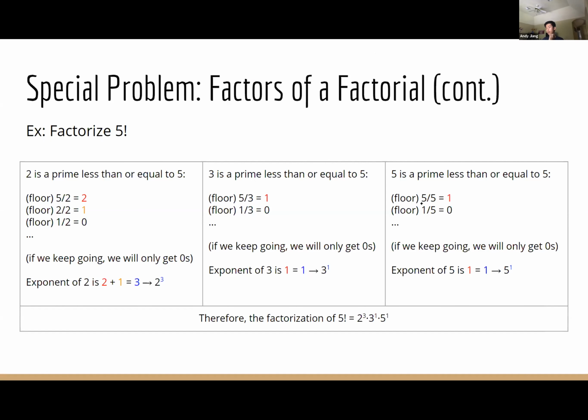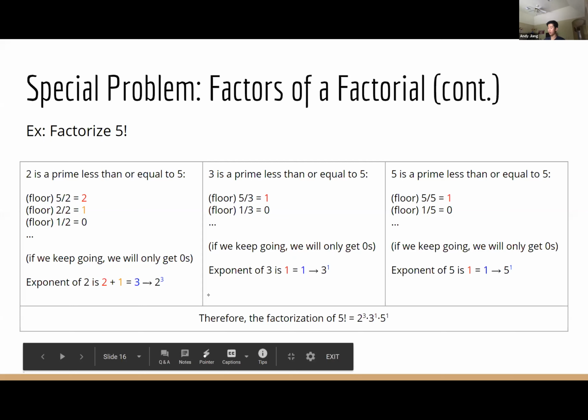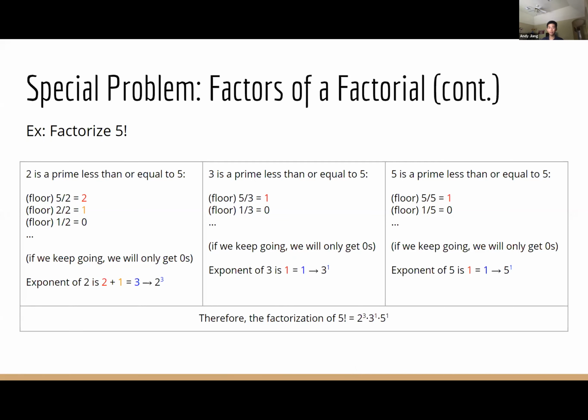And finally, 5 is the biggest and last prime that's less than or equal to 5. So we take the floor of 5 over 5, which is 1. Then 1 over 5, we don't have to do that. So the exponent of 5 is 1. So we also get 5 to the first. Therefore, our factorization is 5 factorial equals 2 to the third times 3 to the first times 5 to the first. Are there any questions? And we'll do this again for a few more.